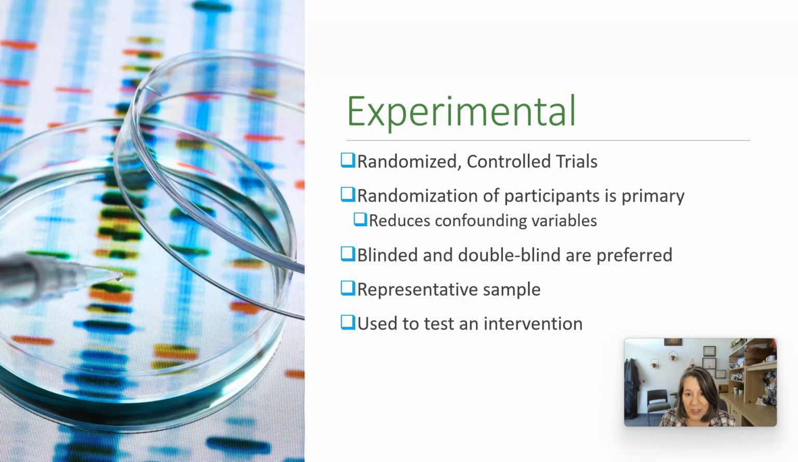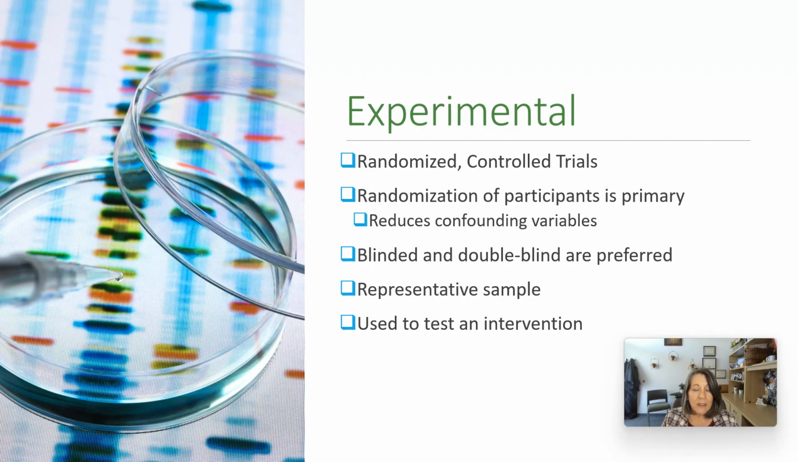So first of all, experimental. This is going to be something that's familiar to you. We have experimental, quasi-experimental, and non-experimental designs, right? And we know that our experimental are randomized controlled trials. This is where the participants are randomized into groups, and this is the primary feature of an experimental design, that people are placed by random chance into these different groups.